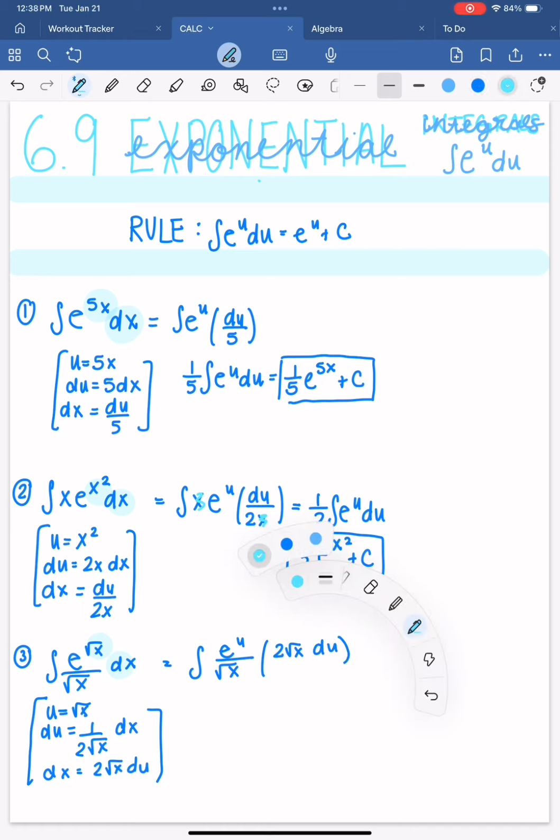You can see now my rad x's cancel. If they didn't, you messed up. And we're going to go ahead and bring that 2 in front of the integral. So we're going to have 2 integral e to the u du. I reached my goal, which is to have e to the u. So that's going to be 2 e to the rad x plus c. And that's how we integrate e's.